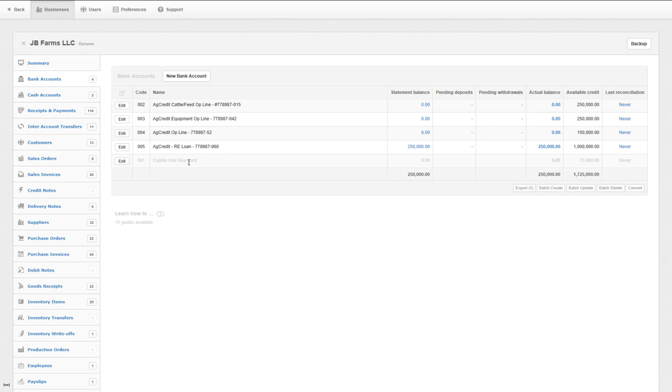My operating line's for repairs. My equipment operating line that you see right here is if I need another hopper wagon or something like that, but I don't have the cash to go buy it. I can make small purchases off the op line. Any cattle feed or anything related to the cattle that we may need comes off of this operating line here. And then we've got the RE loan, or real estate loan.